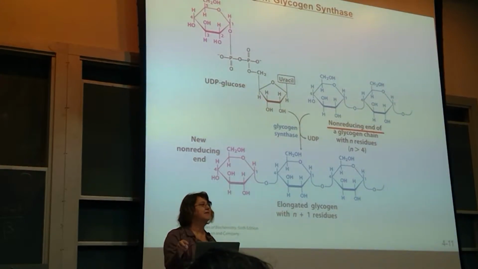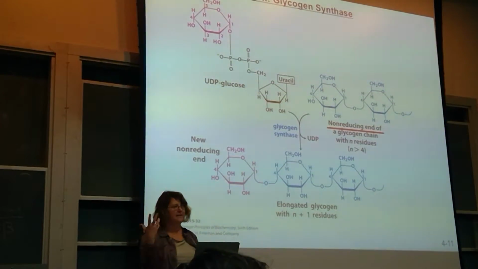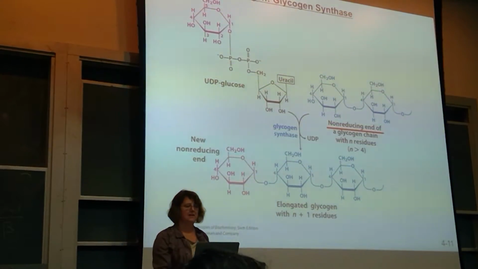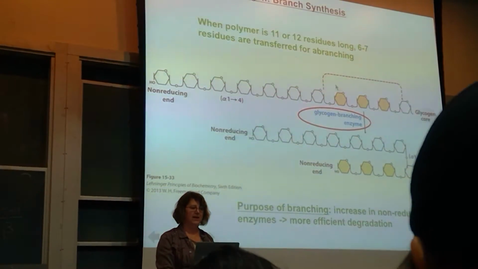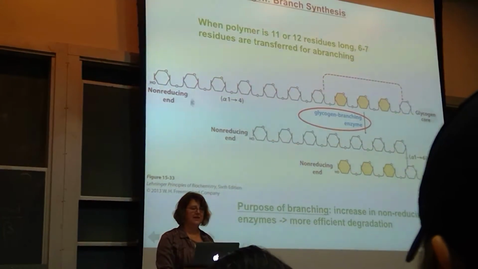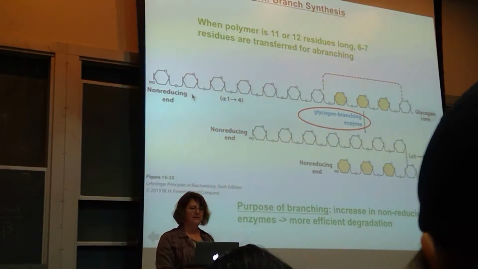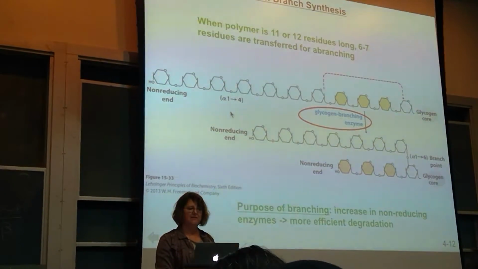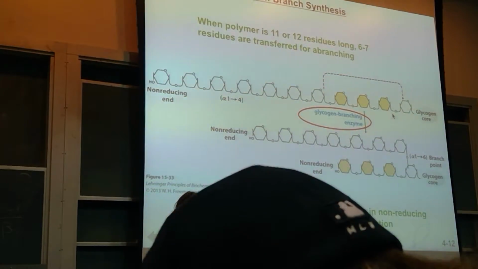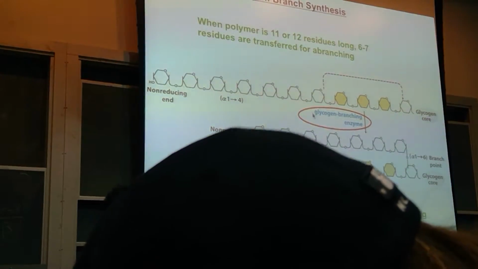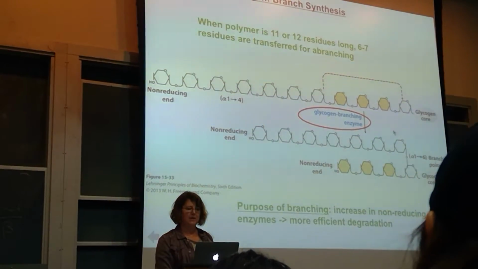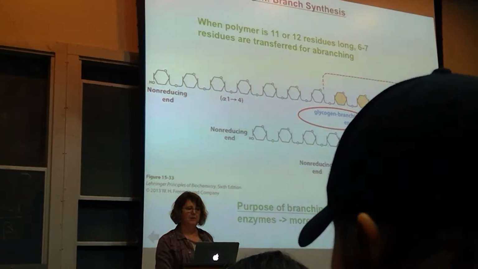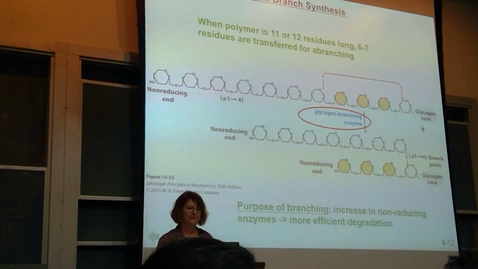And the next slide is also just the idea of how it's processed. If you look at the next slide, when you have the branch synthesis, you have the non-reducing end, you have the 1,4 linkages, and then here you have this core, and then the glycogen branching enzyme is what comes in to make this branch point here.